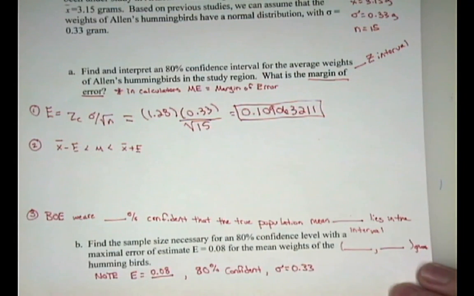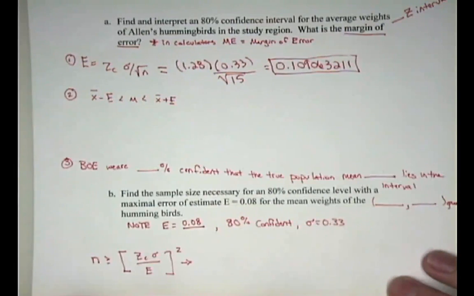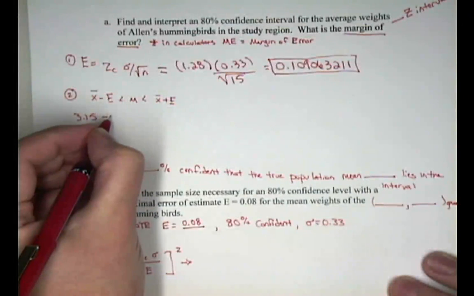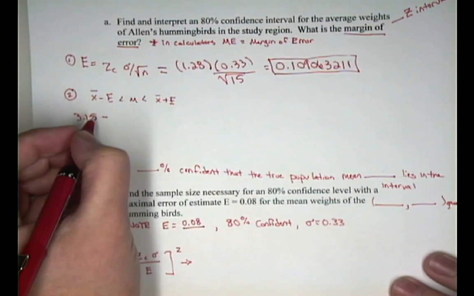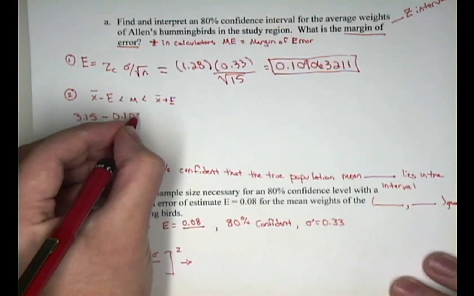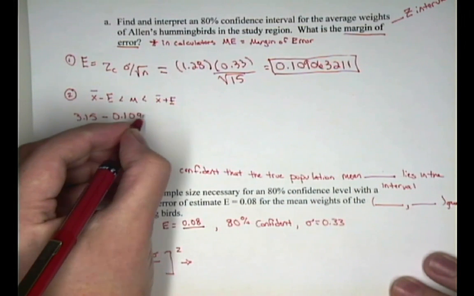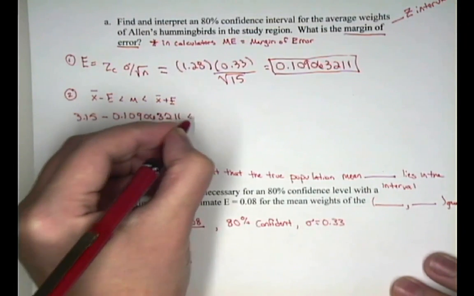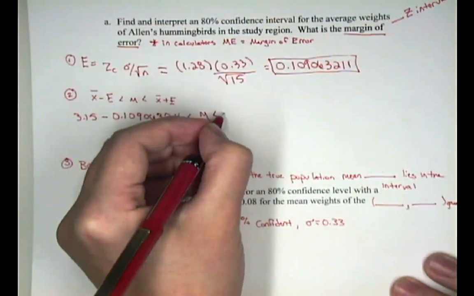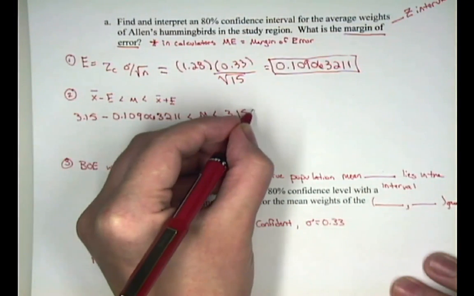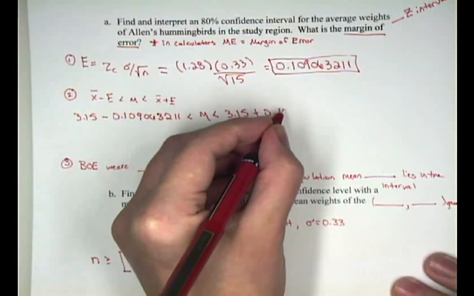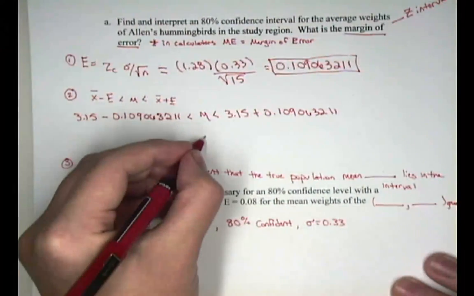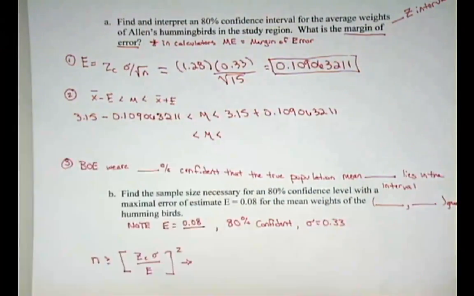So that's the difference. After you get your error and you're calculating by hand, you have to take the sample mean, 3.15, minus the margin of error, so minus all of this good stuff, less than mu, less than the sample mean plus the error. And mu is trapped in the middle. So we're getting our interval right here.